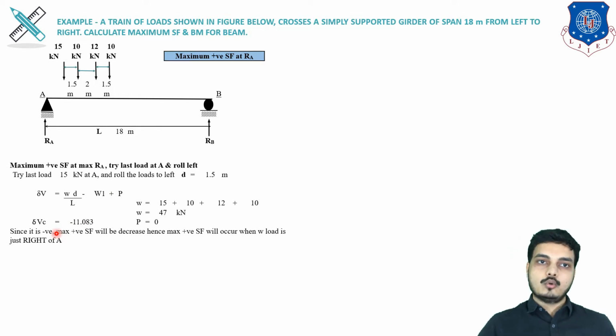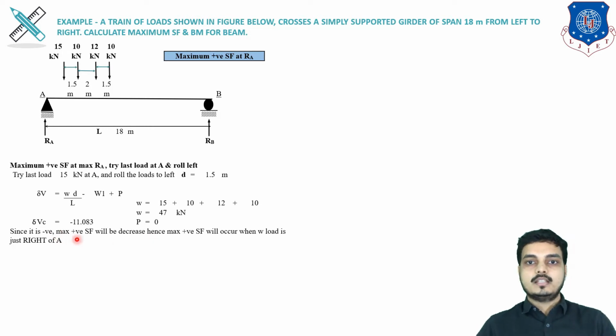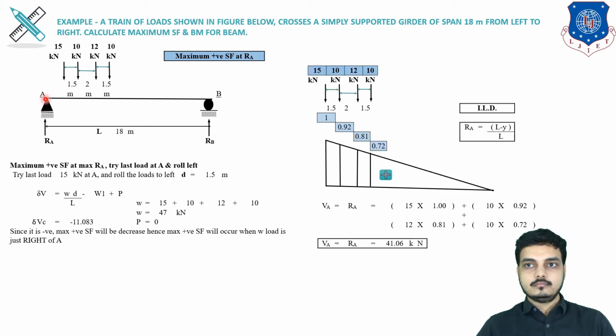It can't be rolled out towards left of A. We have to just put it on A. So maximum positive shear force would decrease. Hence positive shear force will only occur when the W load is just right of A. Means this load should be just right of or at A.